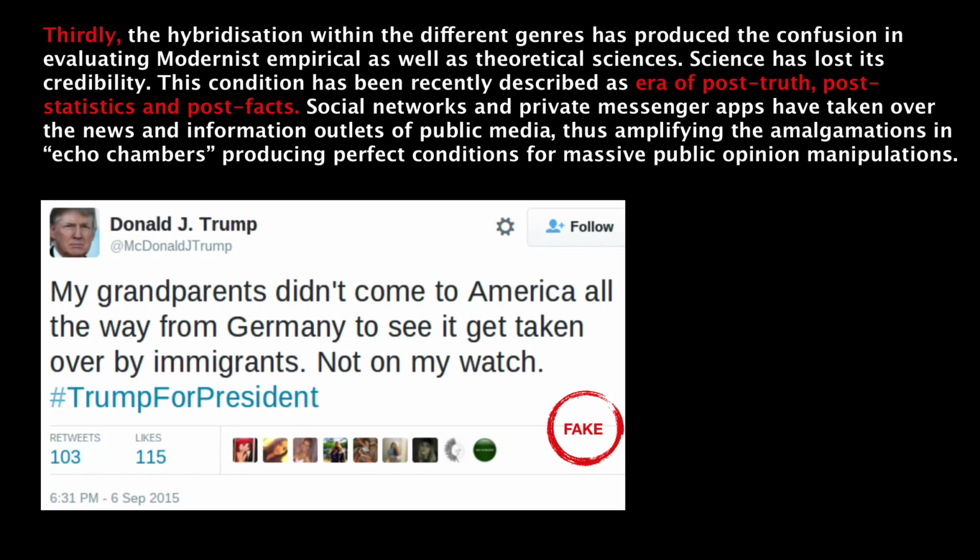Thirdly, the hybridization within the different genres has produced confusion in evaluating modernist empirical as well as theoretical sciences. Science has lost its credibility. This condition has recently been described as a new era of post-truth, post-statistics and post-facts, and I would add to it post-public media. Social networks and private messenger apps have taken over news and information and have transformed it into huge echo chambers of global friendship bubbles, producing perfect conditions for massive public opinion manipulation.